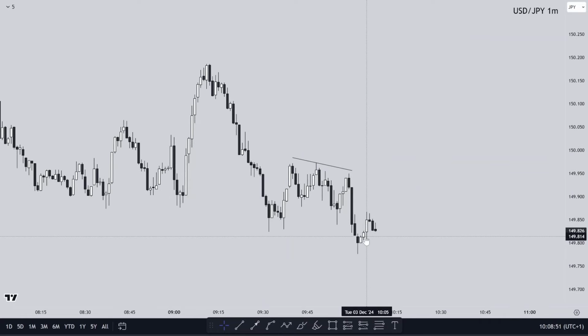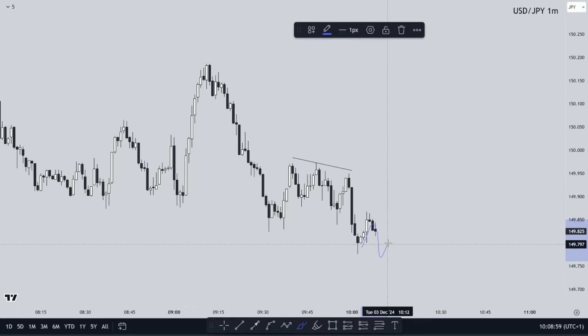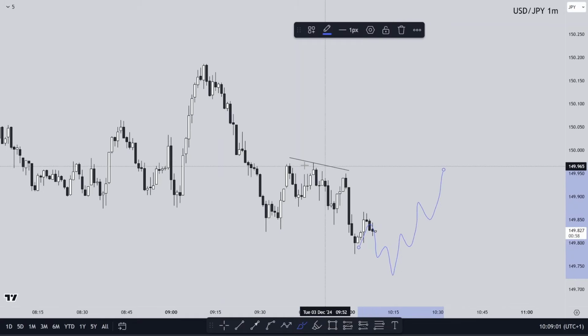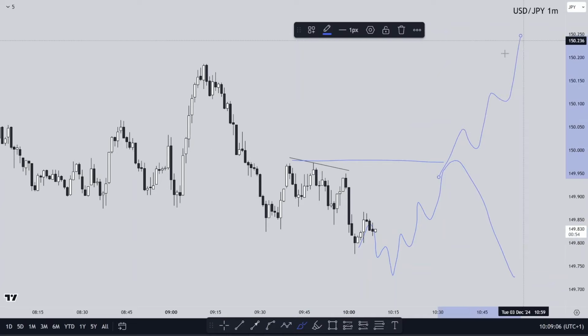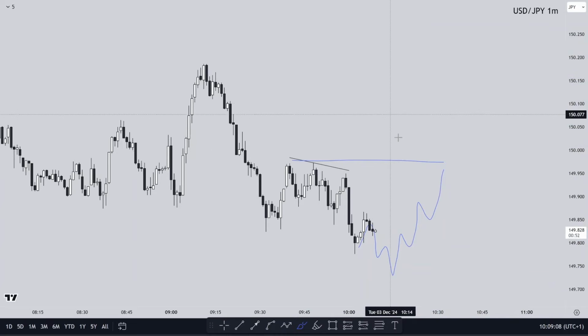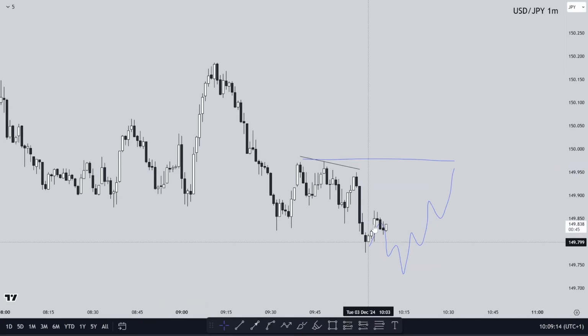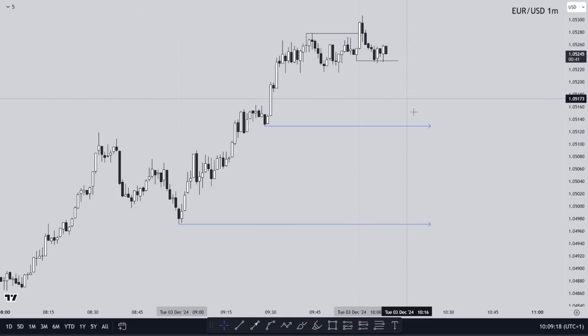So if price starts to go up, I can expect bullishness, so maybe something like this. And then from this level it's possible to go lower or to continue up, I don't know. But right now dollar yen is, in my opinion, trying to go up while EU is trying to go down.